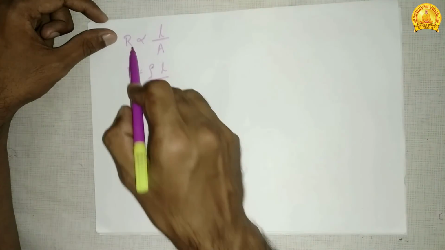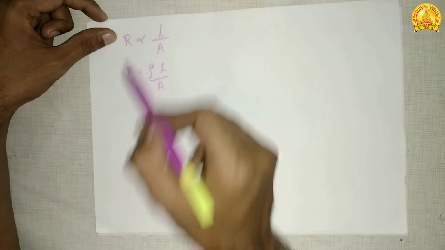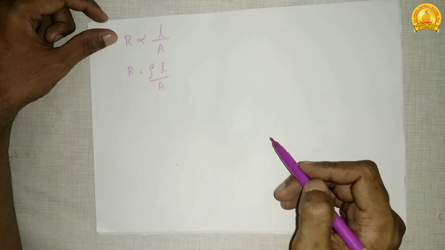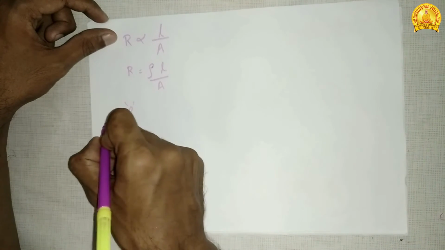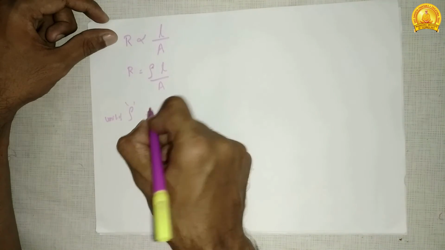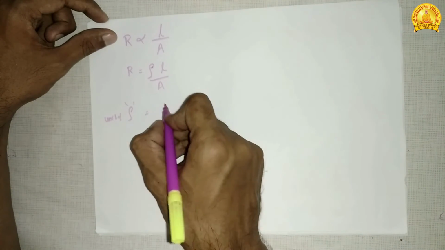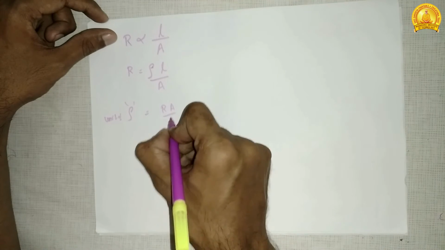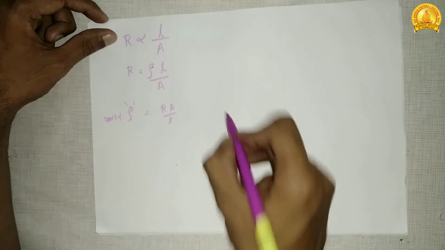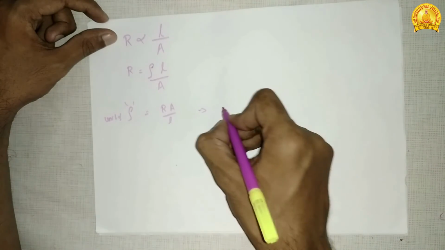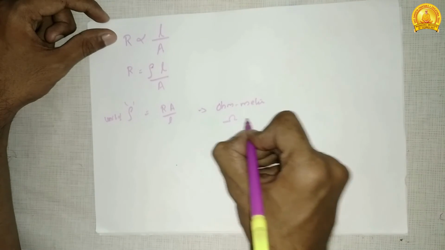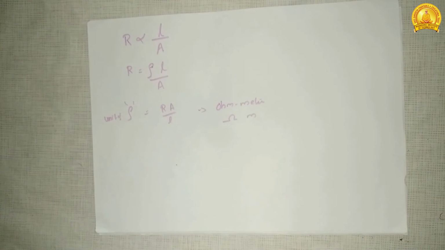So we know the units: resistance in ohms, L in meters, area in meter square. So what is the unit of resistivity? Rho is equal to, from this equation we can rearrange it as R A by L. So you will get the resistivity is ohm meter. The unit of resistivity rho is equal to ohm meter. This is the unit of resistivity.